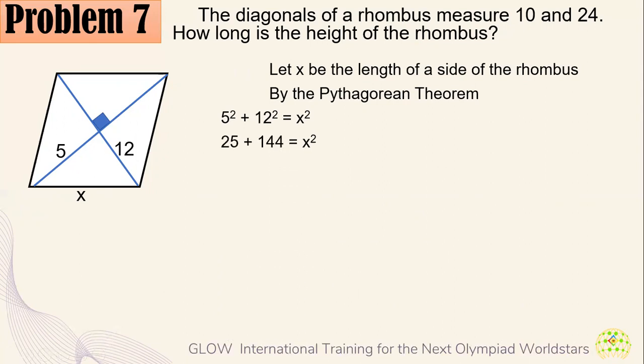5 squared is 25, 12 squared is 144, and their sum is 169 equals x squared. And the roots here are plus minus 13, but we are talking about the length of a side, so we will get the positive value, which is 13 units. So this is 13 units long.